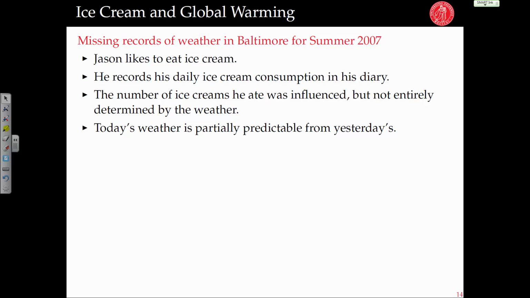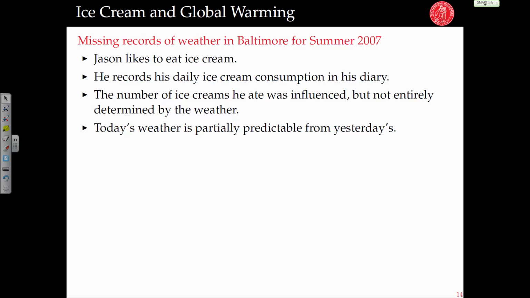So on hotter days, Jason was more likely to eat more ice creams, and on cold days, he was eating fewer ice creams. So we will use the number of ice creams that Jason recorded for each day to uncover the weather forecast, or the weather measurement, on each day.